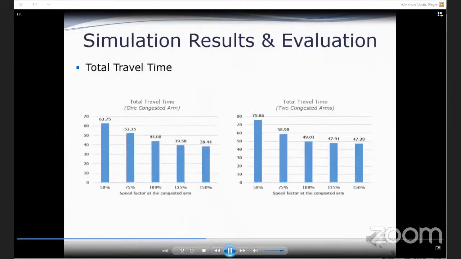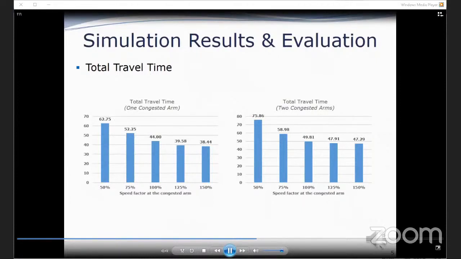As shown in these figures, the total travel time decreases as the speed factor increases at the congested arms. This is to be expected as the increased speeds for part of the traffic minimize the travel time. Nevertheless, the decrement becomes marginal in the case of 125% and 150% speed factors, especially in the case of the two congested arms. For instance, the figure on the left shows that the total travel time in the case of the one congested arm decreases by 10% after increasing the speed factor on the congested arm from 100% to 125%.